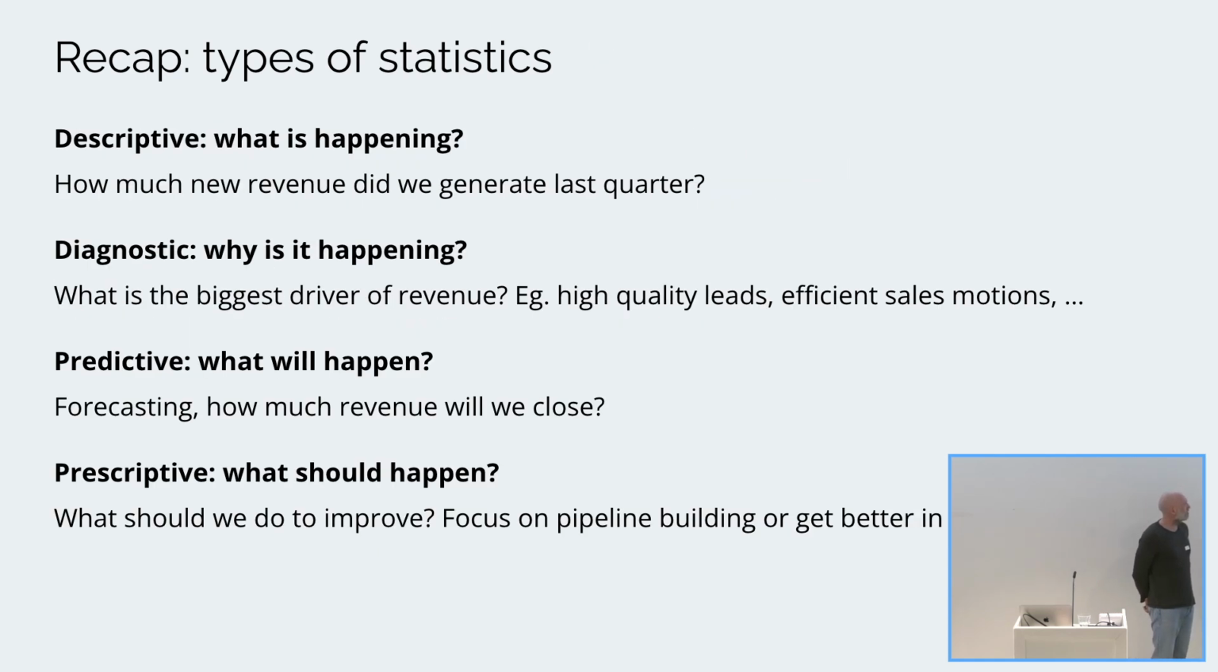But to start with, let's talk about types of statistics. We have descriptive metrics, so we're talking about what is happening. We've got diagnostic, or why is it happening? Predictive metrics, which will help you with forecasting. And prescriptive, so what should you do? The last one is obviously the most difficult one, but hopefully we can come to that in a bit.